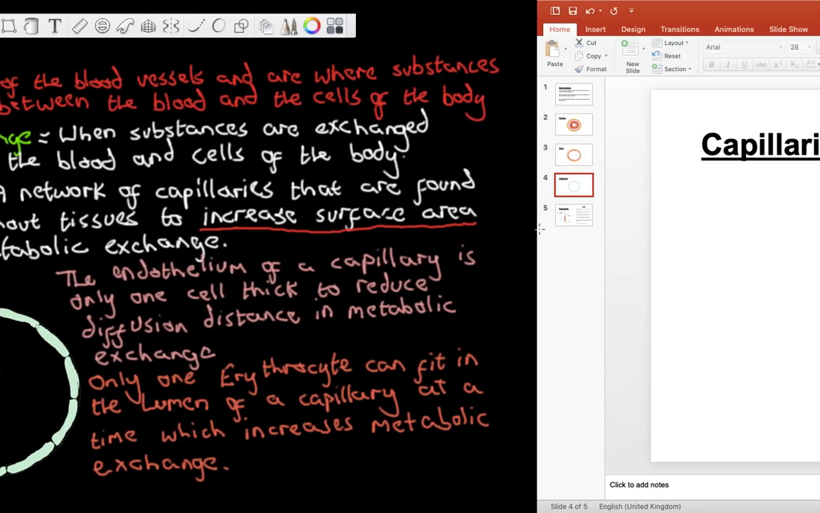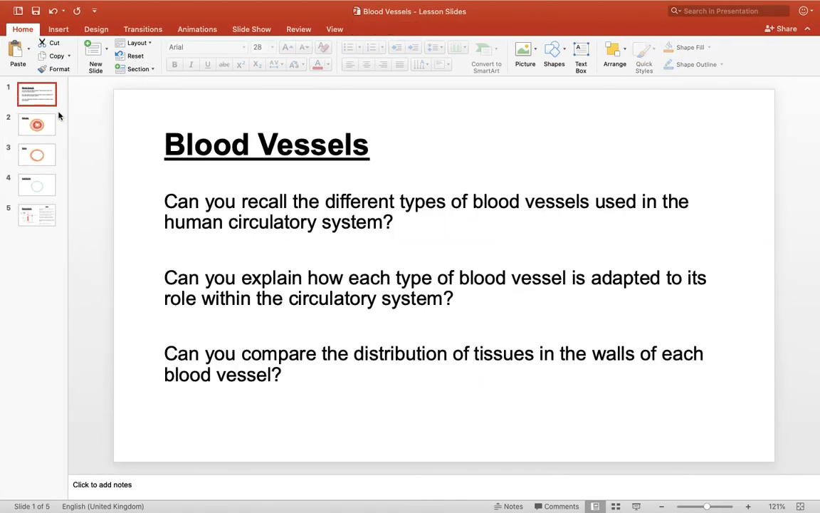So, you should now be able to tell me the different types of blood vessel used in the human circulatory system. You should be able to explain how each type of blood vessel is adapted to its role within the circulatory system, and you should be able to compare the distribution of tissues in the walls of each blood vessel.